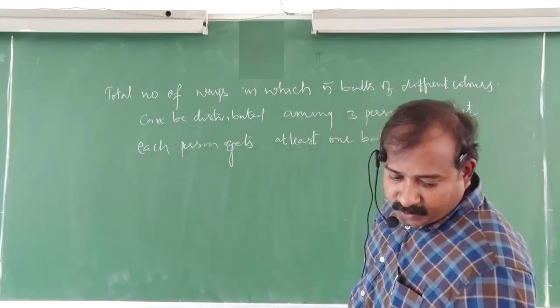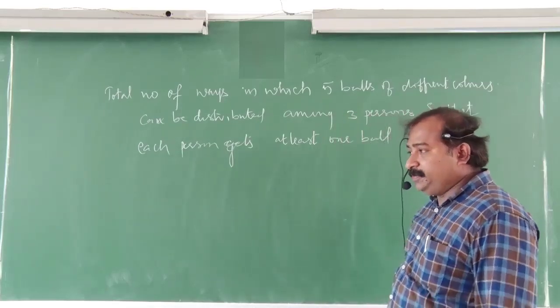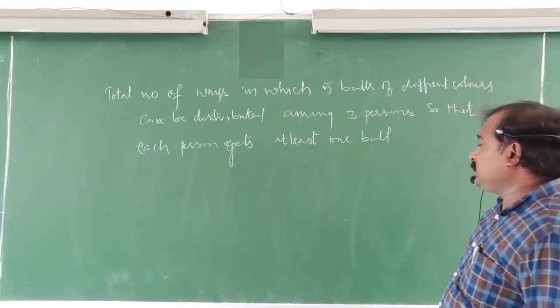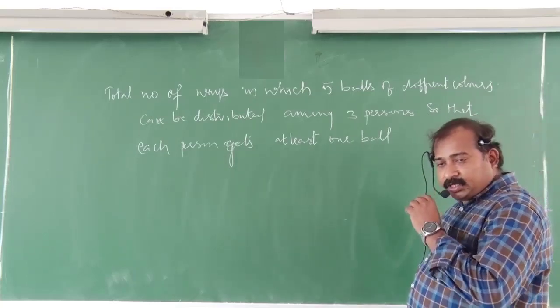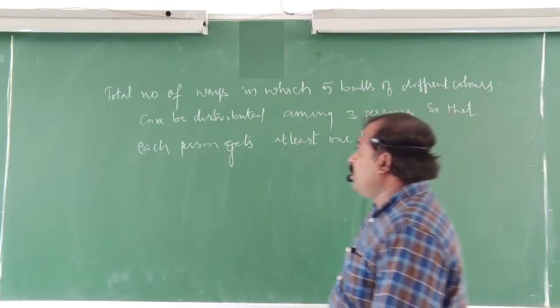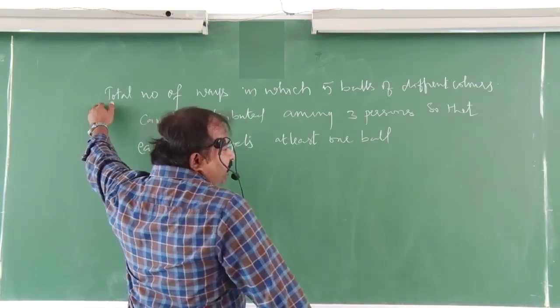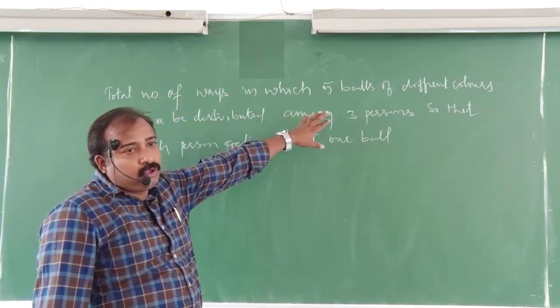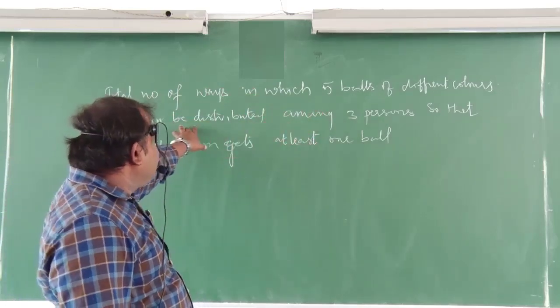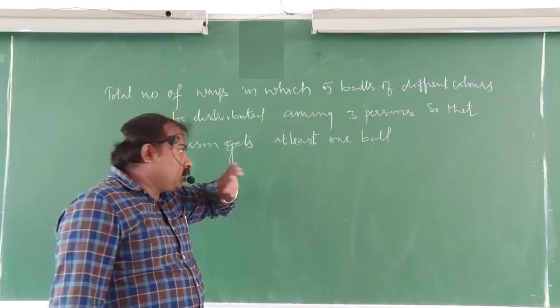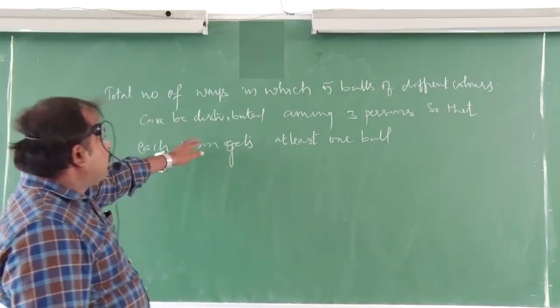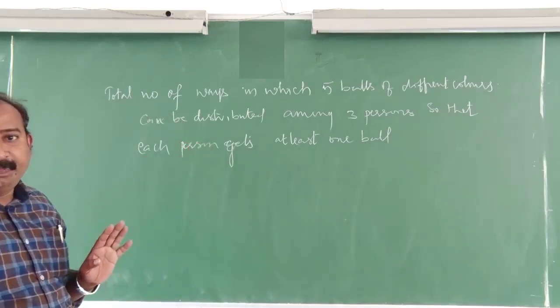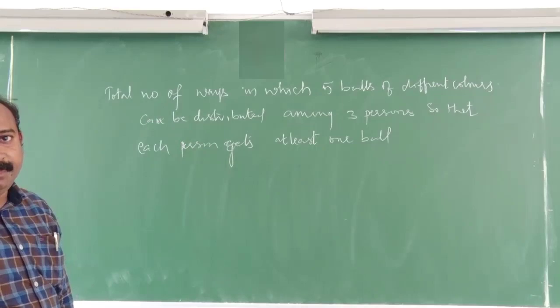Okay, so this is a concept based on permutations and combinations. But they will modify this a bit and simply ask to find the probability. Find the probability of the number of ways of distributing five different balls to three persons so that each person gets at least one ball. Then how can you find the probability?